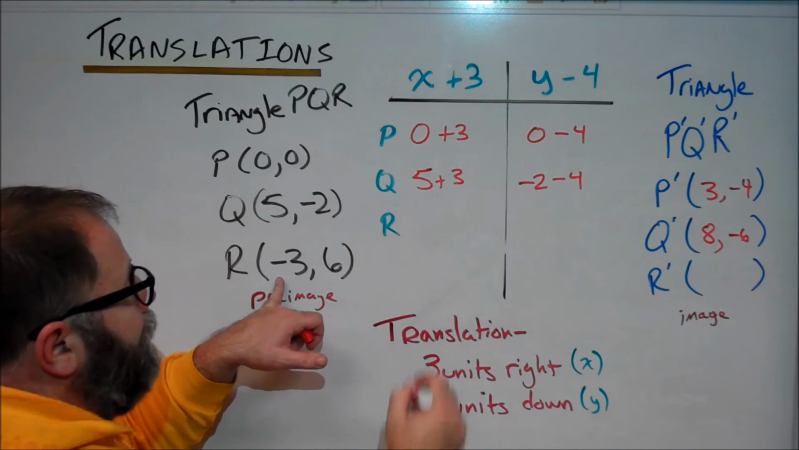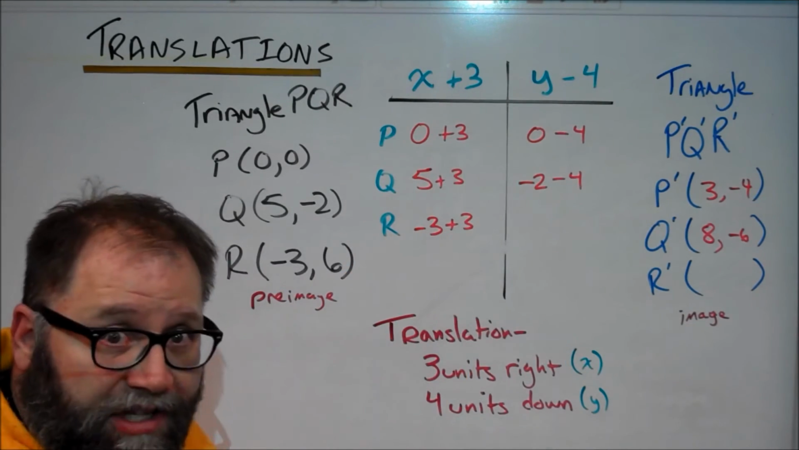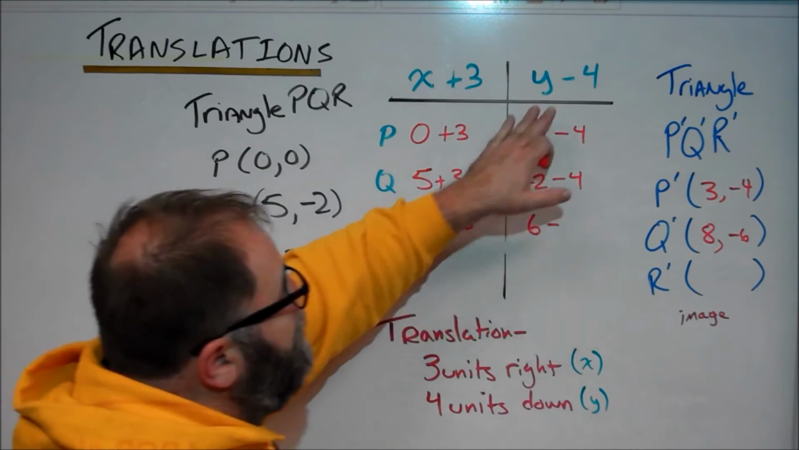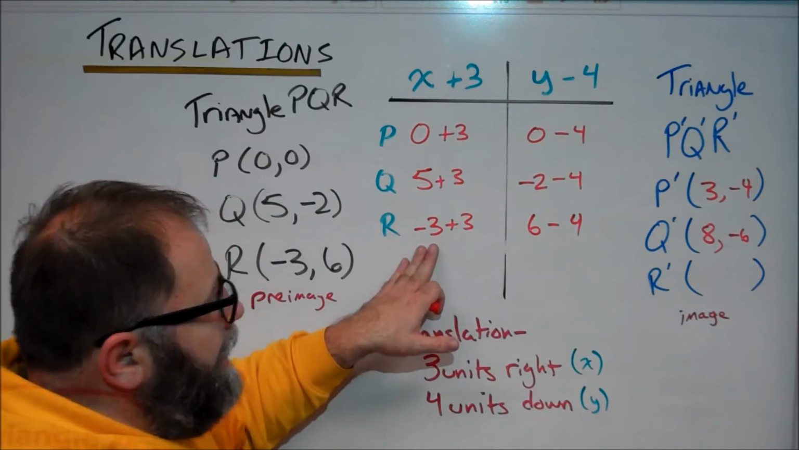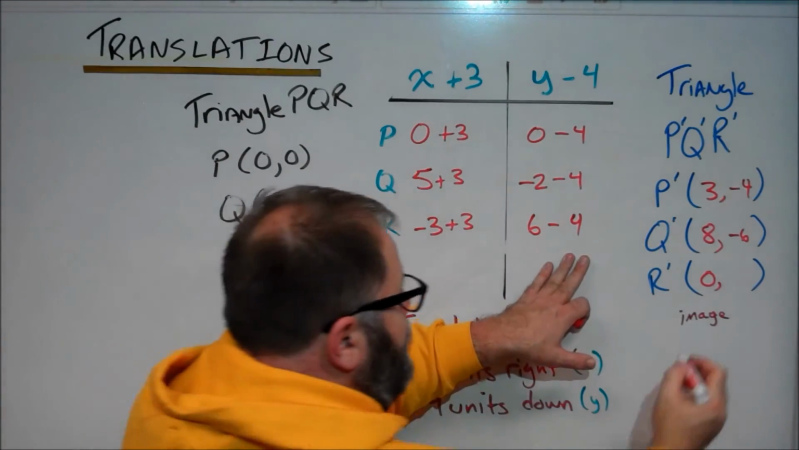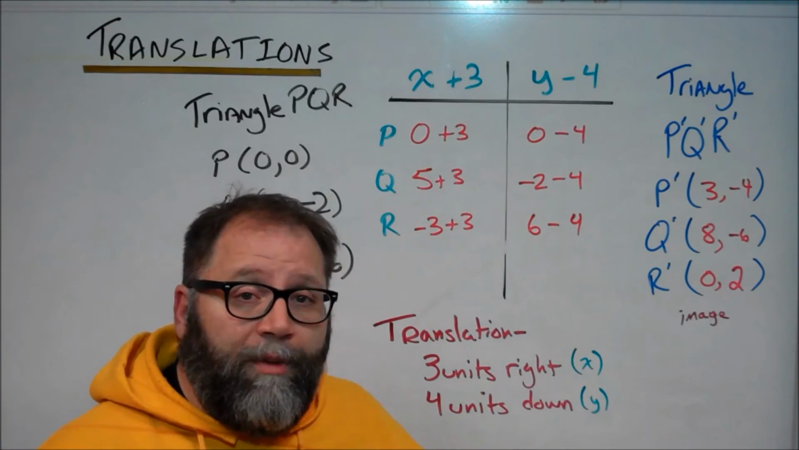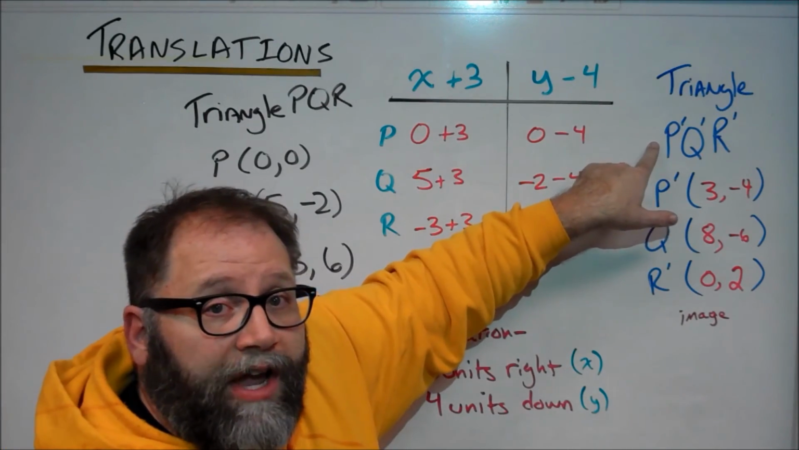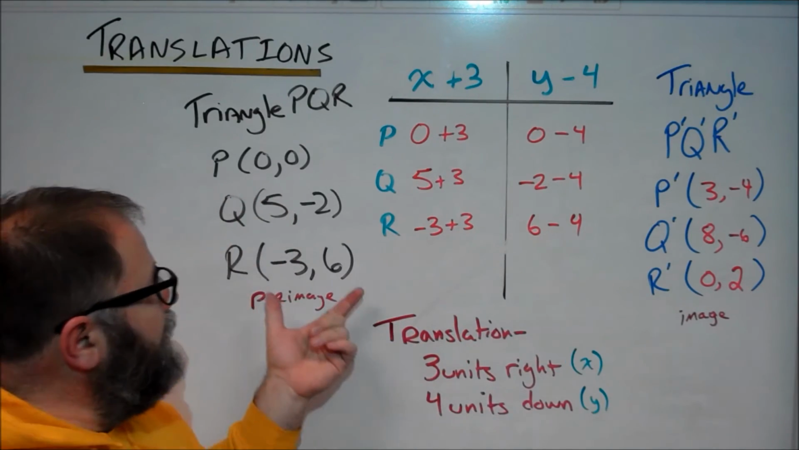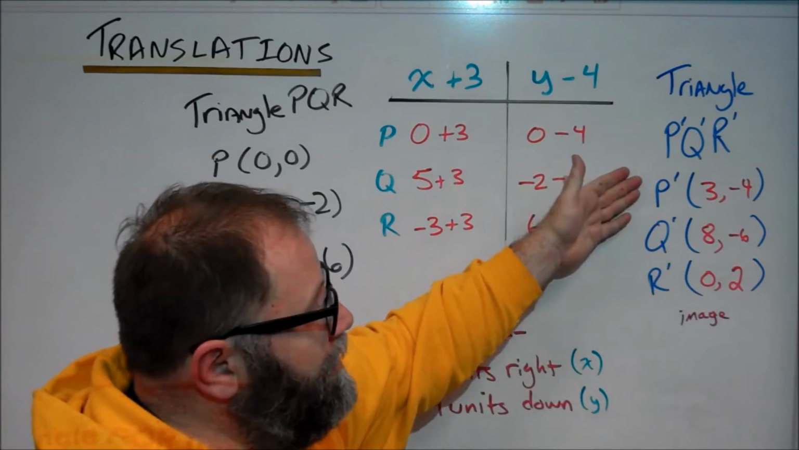For R then, I've got negative 3 plus 3. My plus 3 has been applied to every one of those x values. Then I've got 6. I'll put my 6 in for y. Y is 6 here. Minus 4. Combine negative 3 and positive 3, that's 0. Combine 6 and negative 4, when we put those two together, we get 2. So what we find is, without even a coordinate plane, the vertices of triangle P prime, Q prime, R prime are these. So we translated this triangle 3 units right, 4 units down, and this is where the image is now.